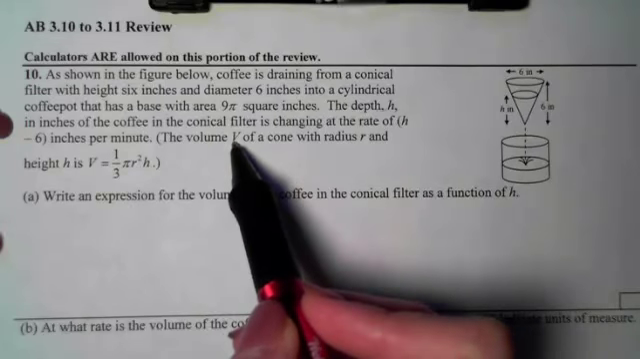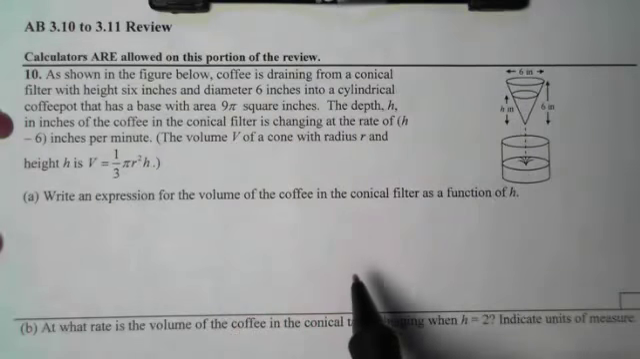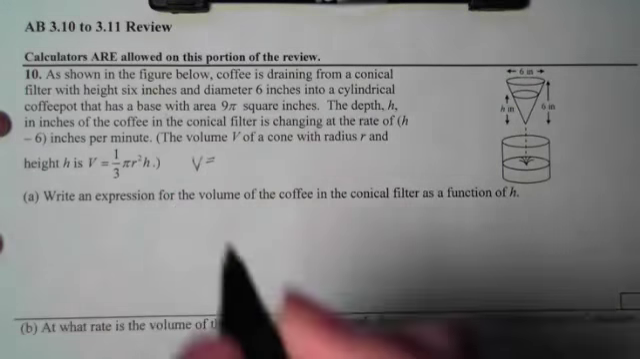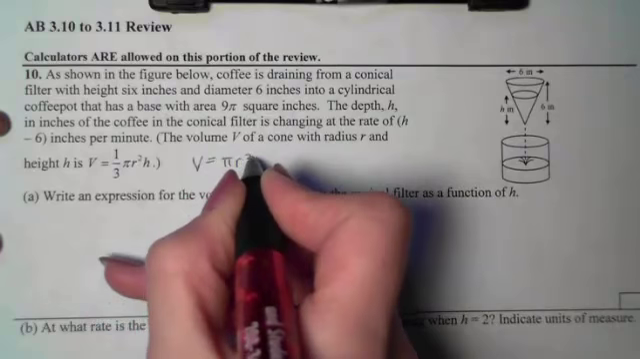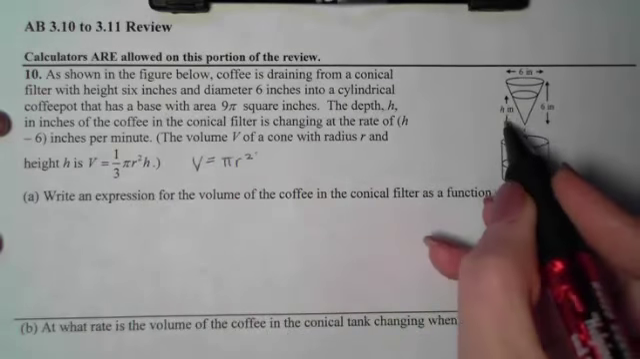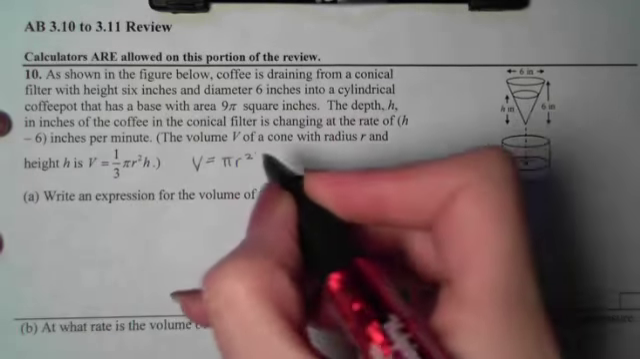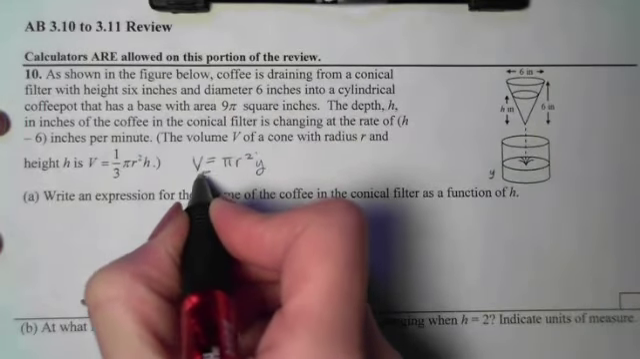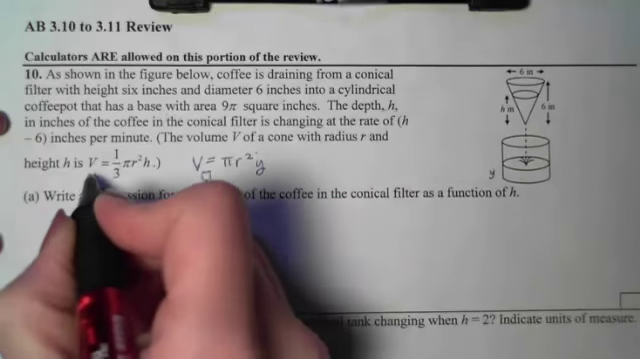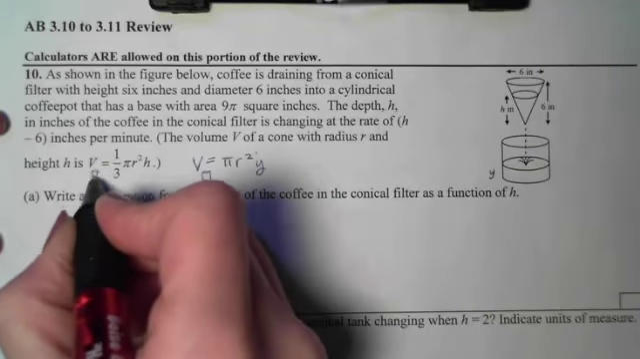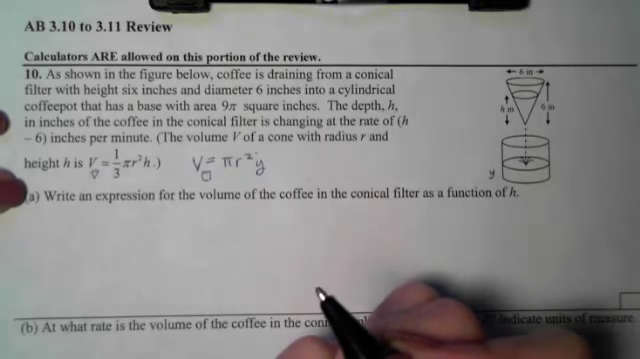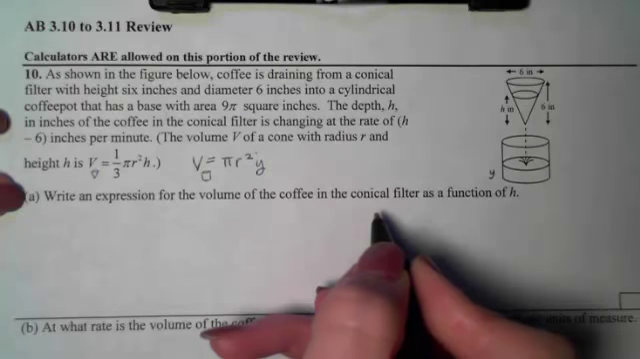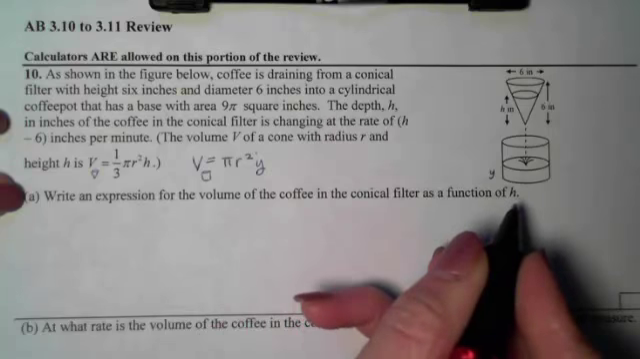And then we were given a formula for the volume of the cone, and we probably will need to know the volume of a cylinder, which is pi r squared times a height, and we can't use the same h, so we'd probably use a y here for the height of the cylinder. So we'll do the volume of the cylinder and the volume of the cone. So part A says we want to write an expression for the volume of the coffee in the conical filter as a function of h.